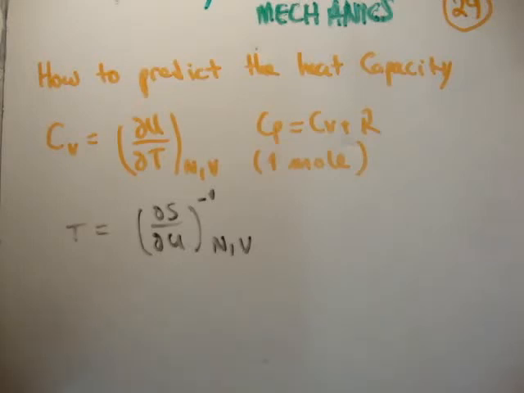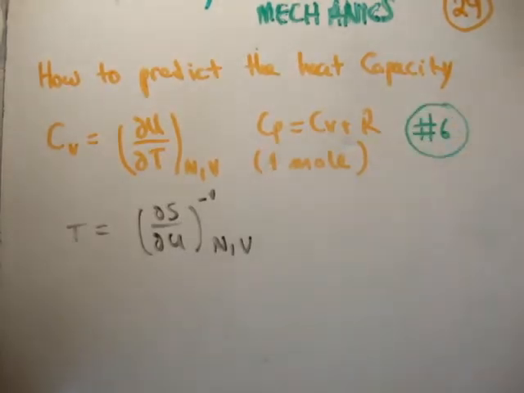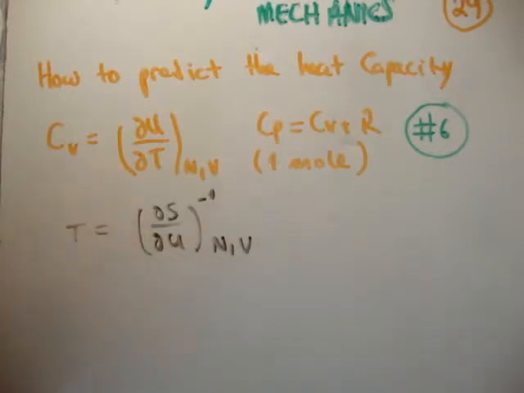Now, in previous videos we discussed the heat capacity. I'm just looking at my videos here, and I see that number 6 is where I discussed it. So if you want, you can look at video number 6. I discussed the heat capacity, and I showed that the heat capacity at constant volume is equal to del U del T, at constant number of particles and constant volume. And for 1 mole we saw the heat capacity at constant pressure is equal to the heat capacity at constant volume plus the molar gas constant.